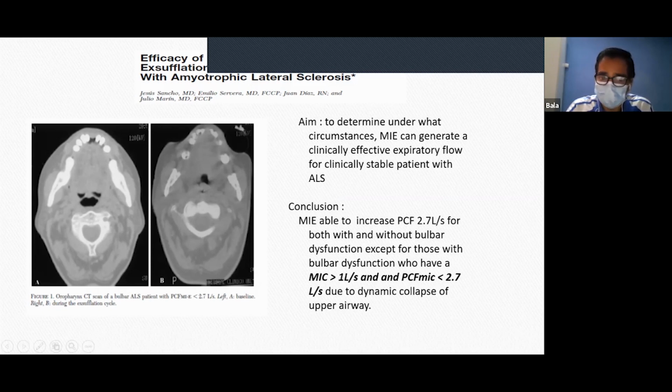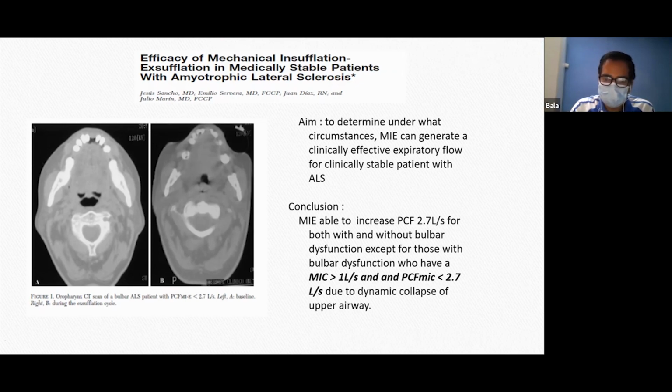What they found is dynamic airway collapse with cough assist, but they gave this recommendation: cough assist is able to increase peak cough flow, both with and without bulbar dysfunction, except for those with bulbar dysfunction who have MIC greater than 1 liter per second and a PCF MIC less than 2.7 liters per second, due to dynamic collapse of the upper airway. So they said if the PCF MIC is less than 2.7, then there's airway collapse, so cough assist may not help them. That's what they found in their study. And this problem was lingering.